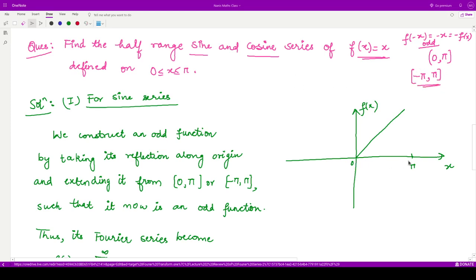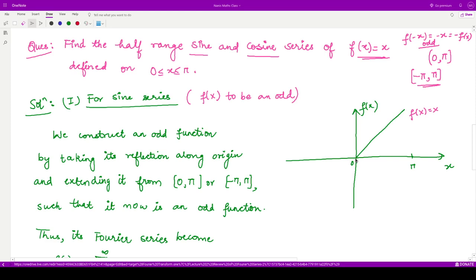So from 0 to pi it is given to us that the function's value is f of x is equal to x. So now we can extend this particular function. For the sine series, we want our function to be an odd function. We want f of x to be an odd function.